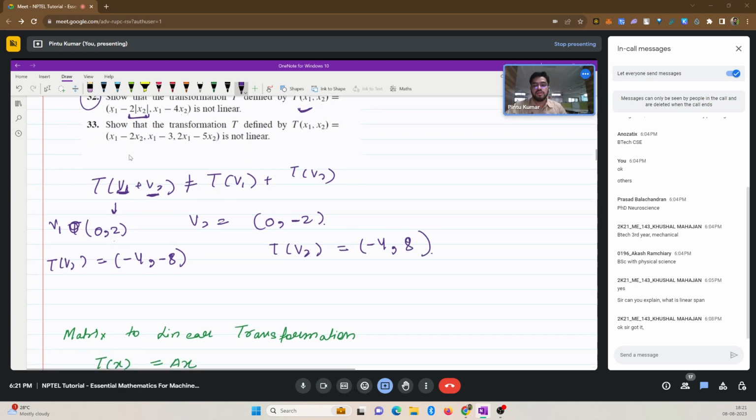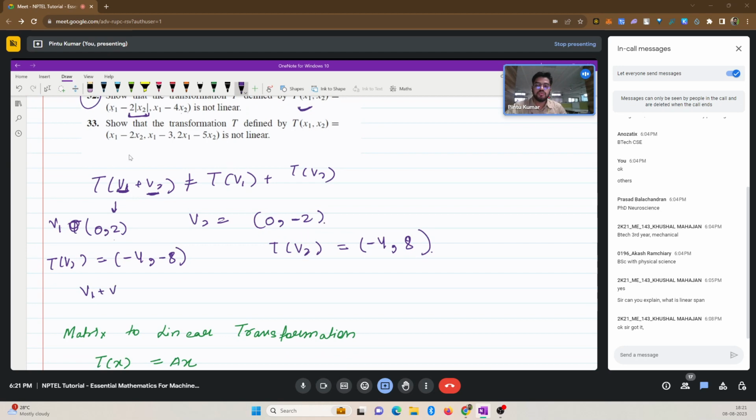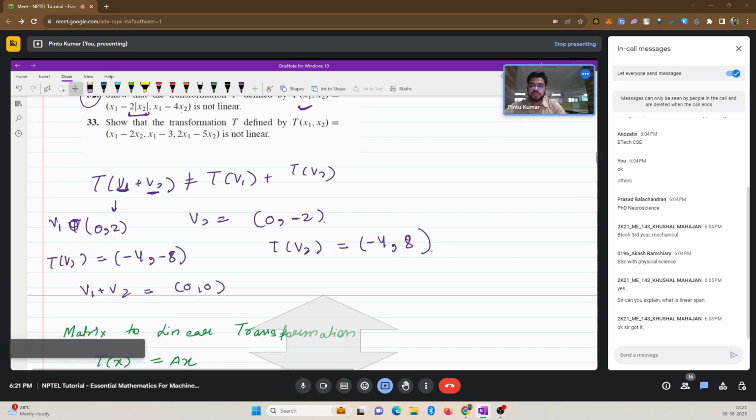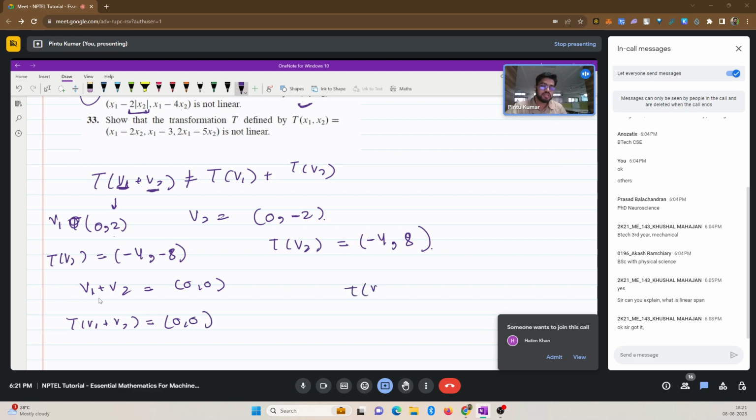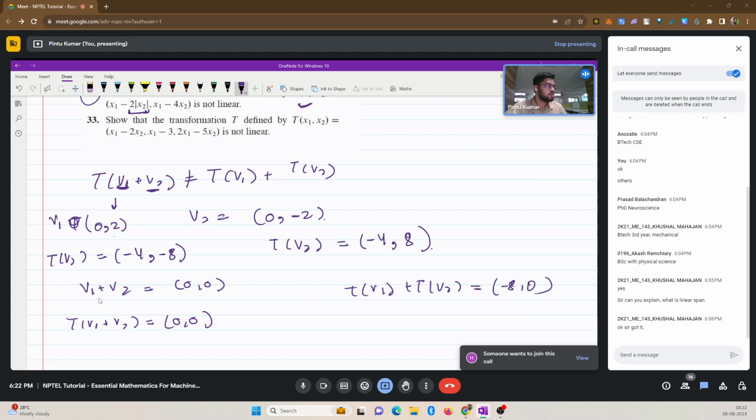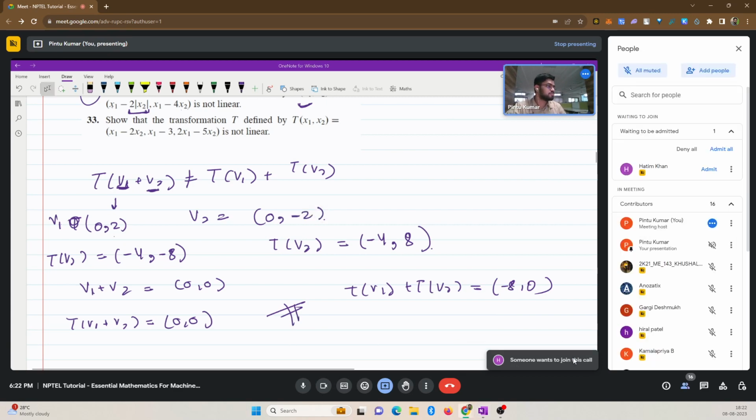Okay. Now if you take V1 plus V2, what is it? This is (0, 0), right? So what is T of V1 plus V2? T of V1 plus V2 is equal to 0 minus 0, over here also 0 minus 0, right? But what is T of V1 plus T of V2? T of V1 plus T of V2 is (minus 8, 0). So because these two quantities are not equal, this is also not a linear transformation. Okay.